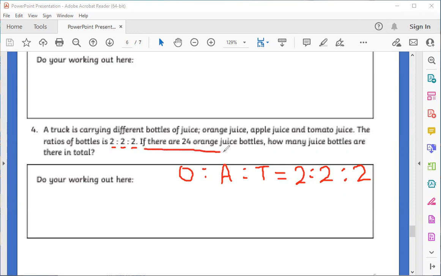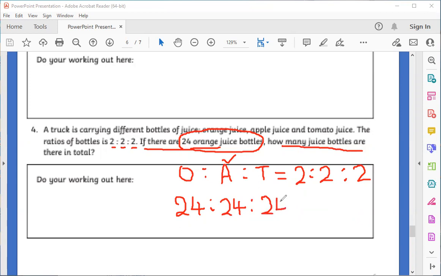The ratio is the same. Now, if there are 24 orange juice bottles, guys, tell me, how many bottles of juice are there in total? If there are 24 orange juice bottles, that means the exact amount of ratio is there for apples. That means there is another 24 bottles of apple juice.